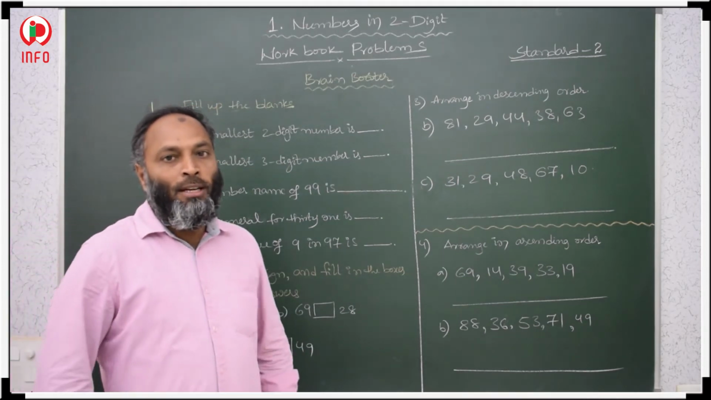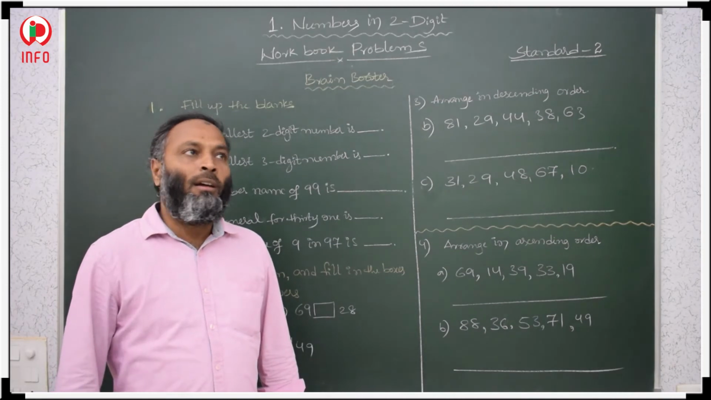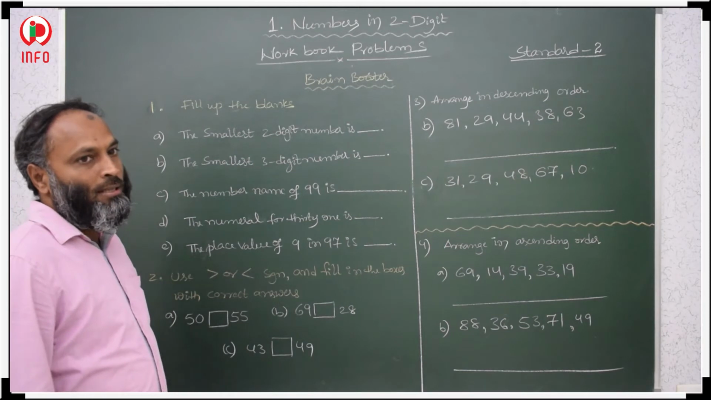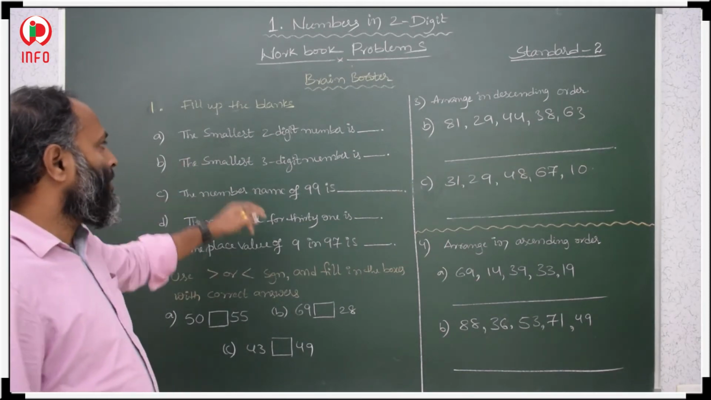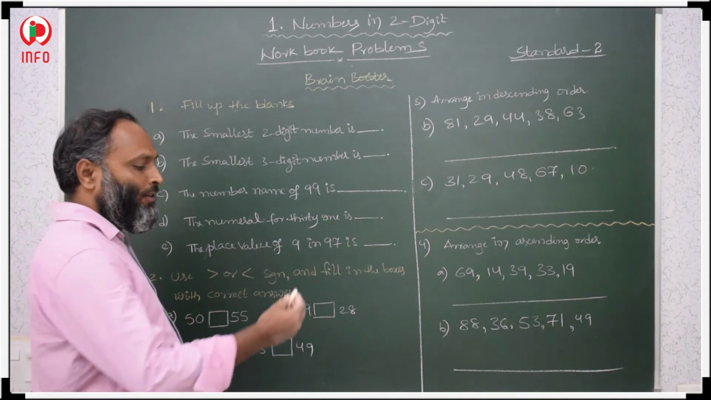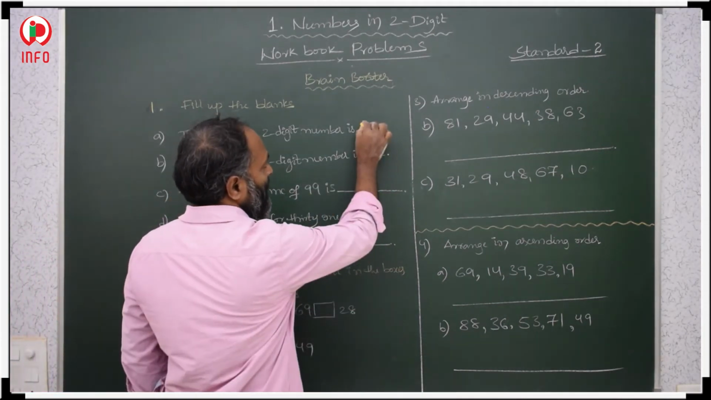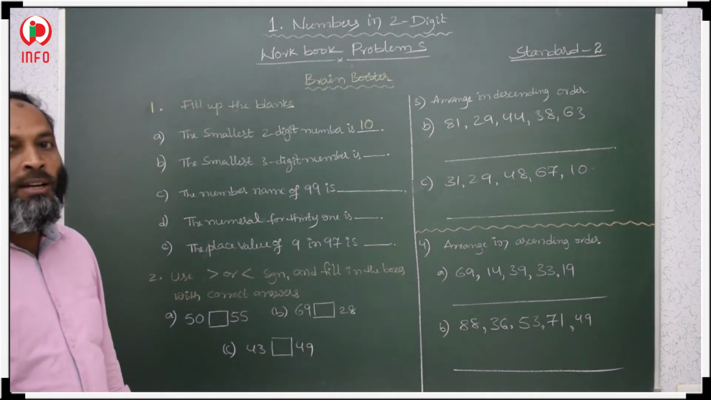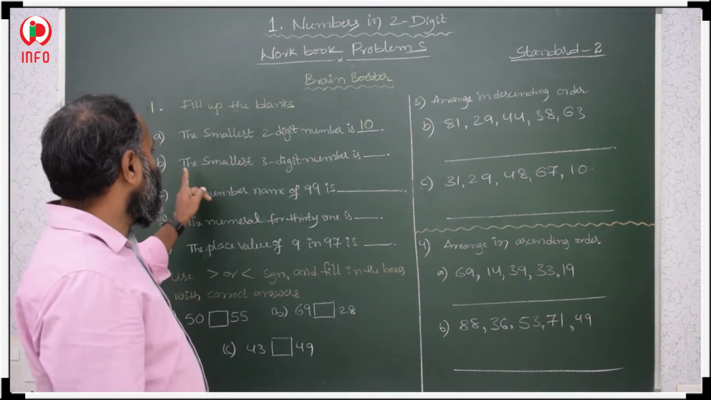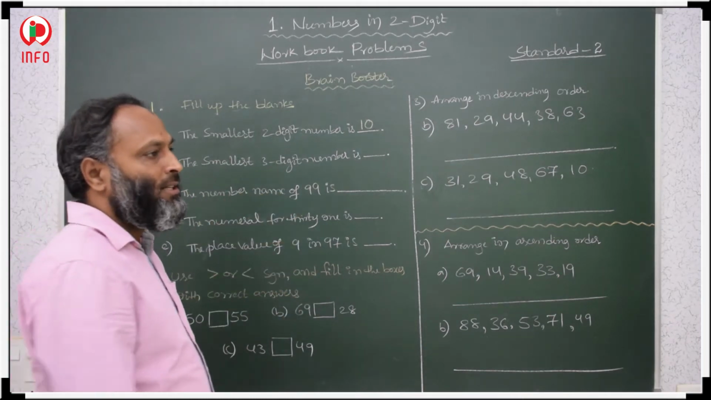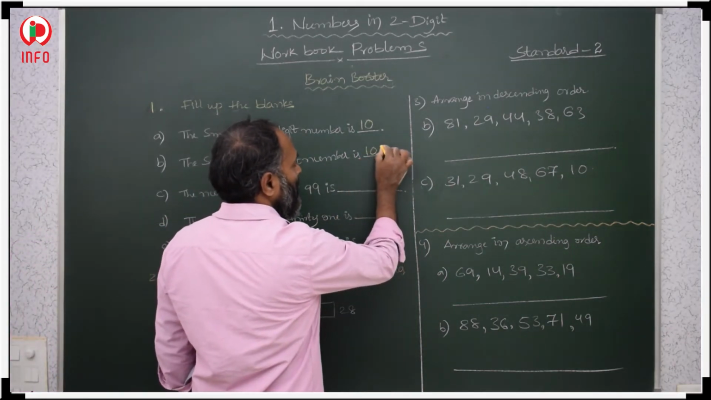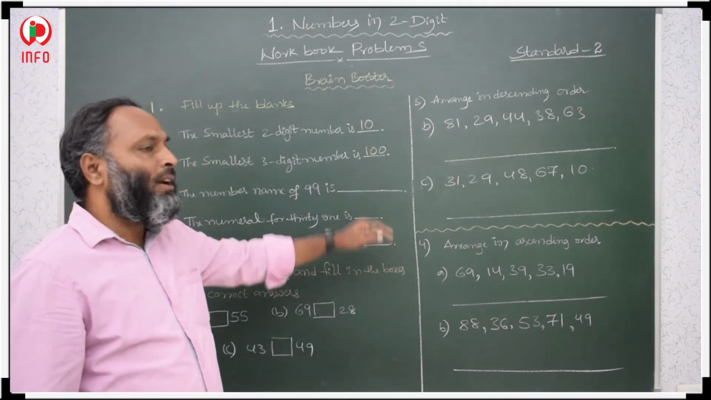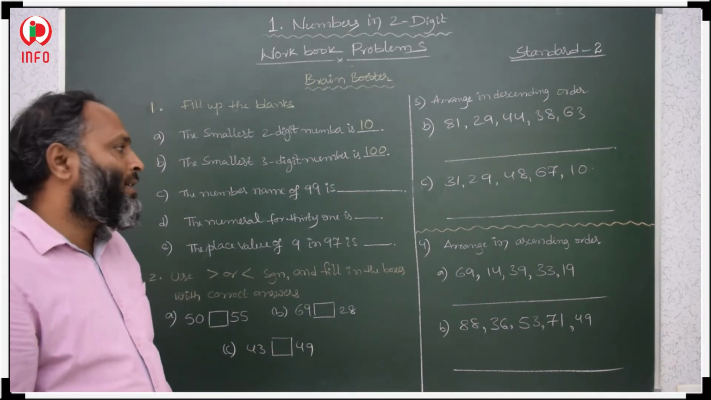Yes, now friends, here is the brain booster. Again we recapitulate what we did in our workbook, all the sums. First we have to fill in the blanks. The smallest 2-digit number. That we know. The smallest number starts from 10, so 10 is the smallest 2-digit number. In a similar way, the smallest 3-digit number is 100. You should remember this.